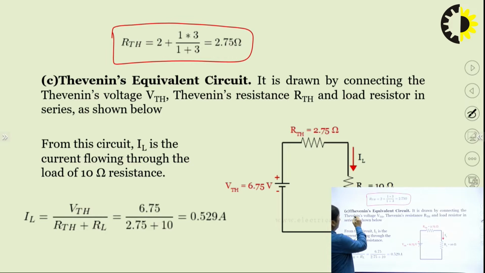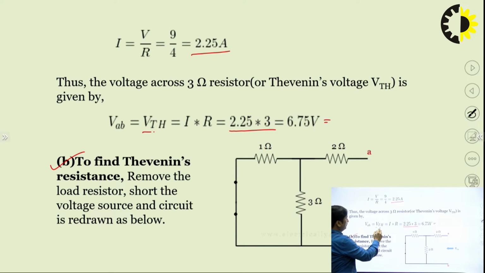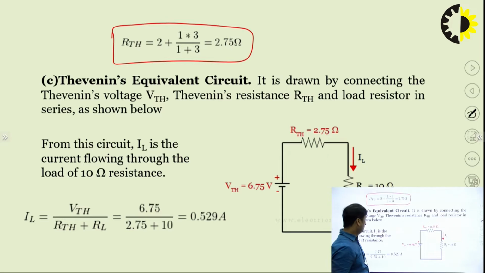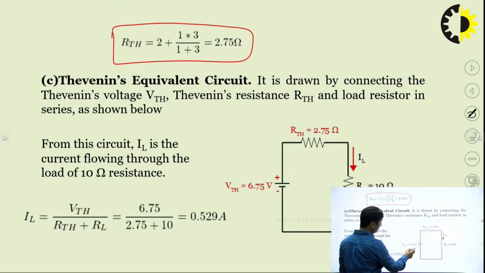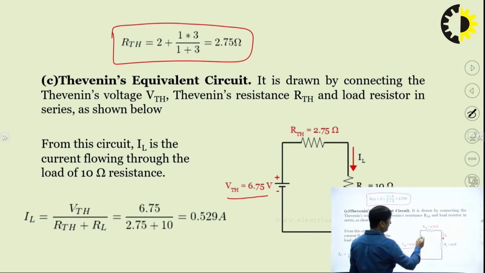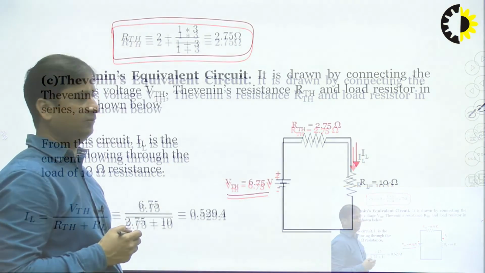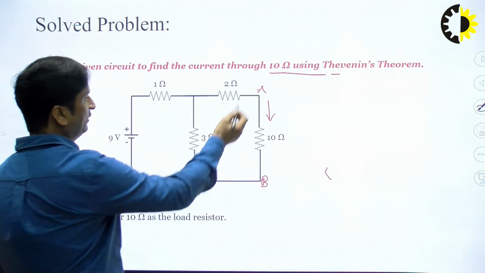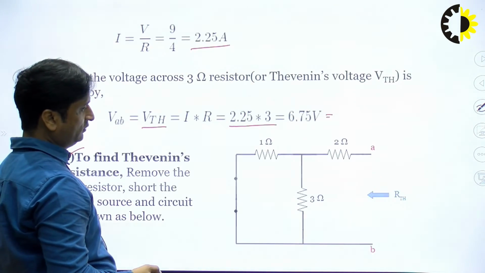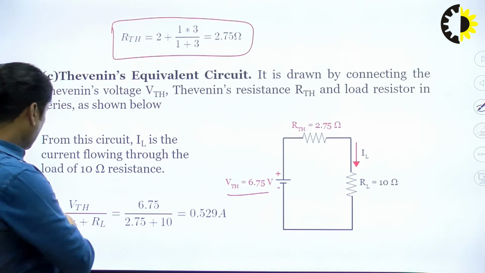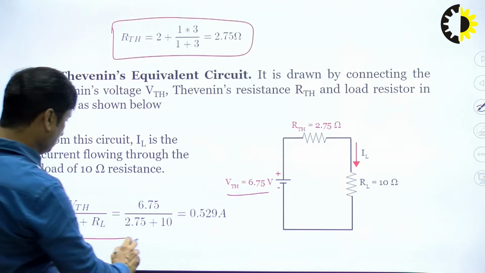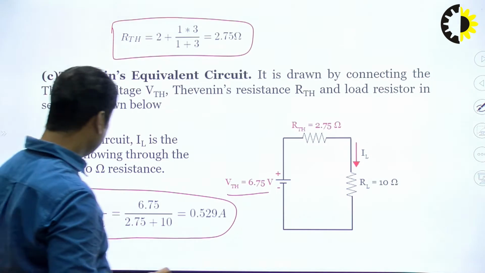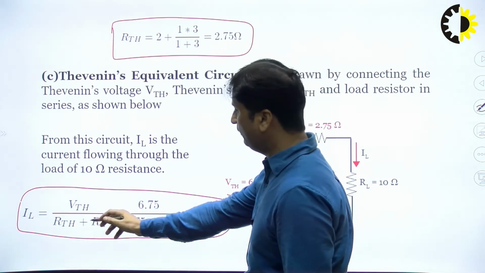Now that we have calculated both RTH and VTH, we are in a position to draw our Thevenin equivalent circuit. So this is my equivalent circuit: this is my VTH, 6.75, this is the RTH, which is in series with the voltage source, and this is the load resistance, which we removed earlier. Ultimately you can calculate this current simply by putting in the formula VTH upon RTH plus RL.